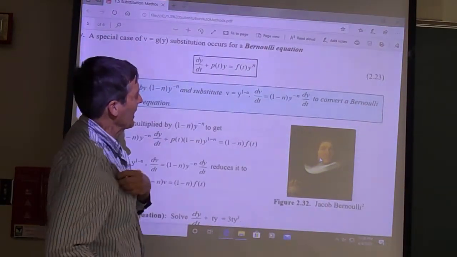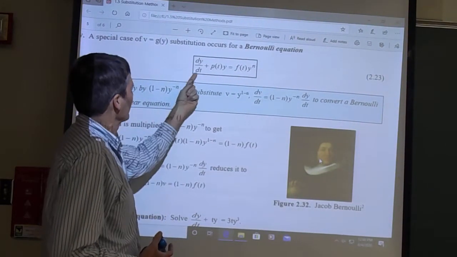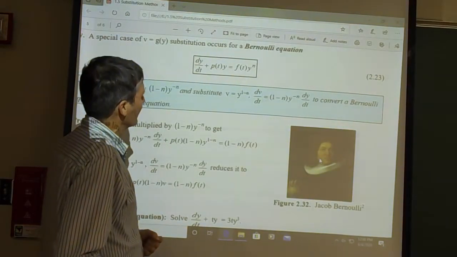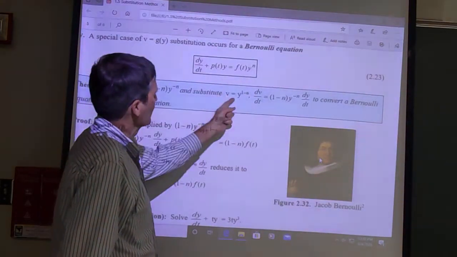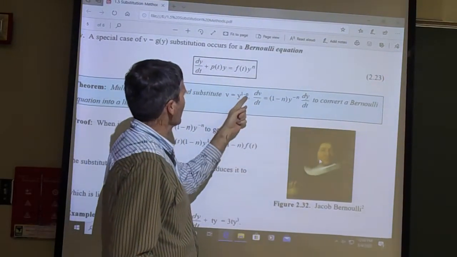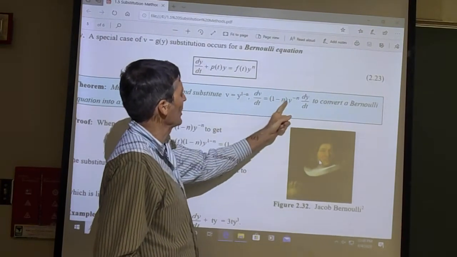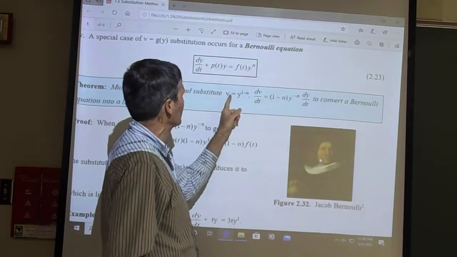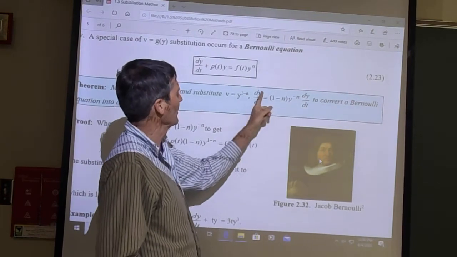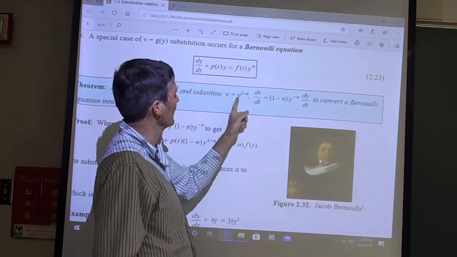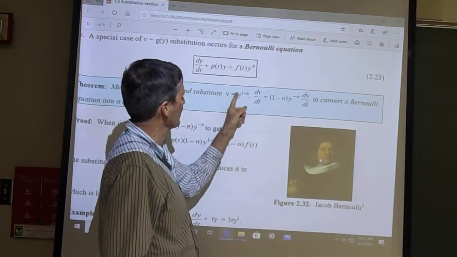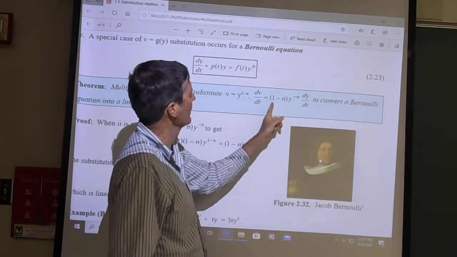Now, implicit in that is that you also have to be able to get rid of the derivative in here. How do you do that? Well, calculate the derivative here. dv/dt is the derivative of this, 1 minus n y to the minus n times dy/dt, by the chain rule for this, right? So dv/dt gets replaced by the derivative with respect to t, which is dv/dy, this part, times dy/dt.